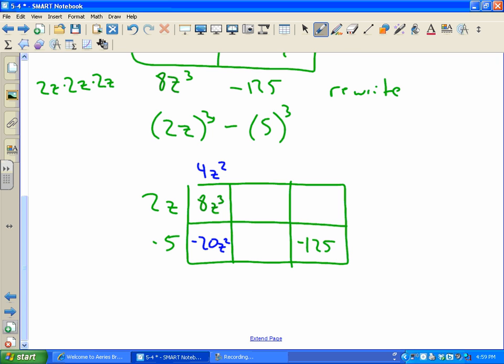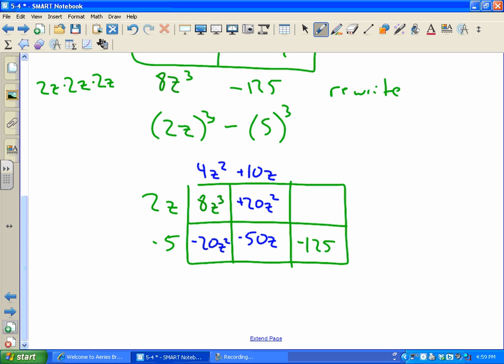I want my guts to cancel out, or the insides of the rectangle cancel out. If that's a negative 20z squared, this will be a 20z squared. If that's a 20z squared, I'm dividing out a 2z. That will leave me a 10z up top. Multiply my 10z by negative 5. Negative 5 times 10z is negative 50z.